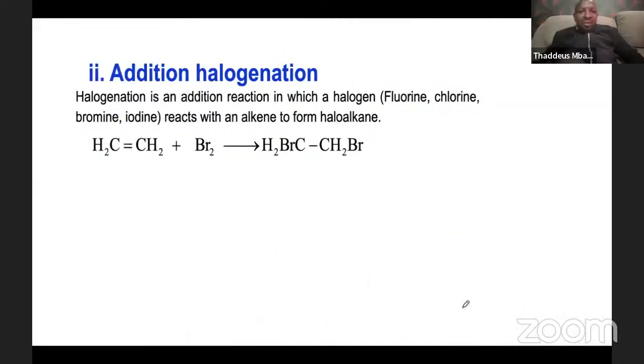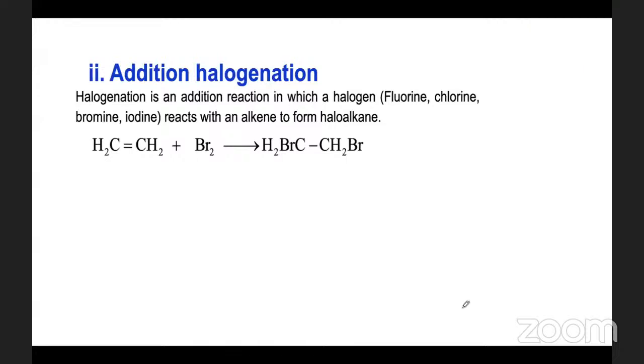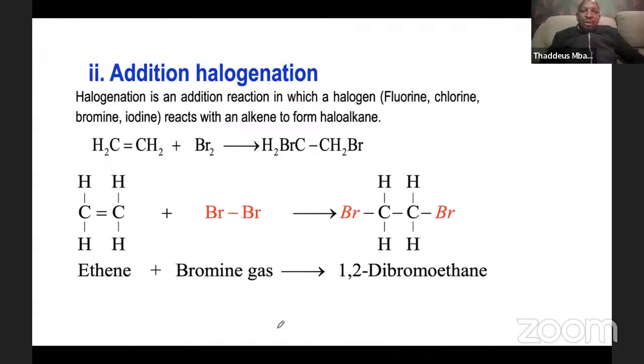Addition, halogenation. Now we have additions of halogen, we're just going to be adding halogen, fluorine, chlorine, bromine, iodine to form the alkane. So that's the point. It's just the same.